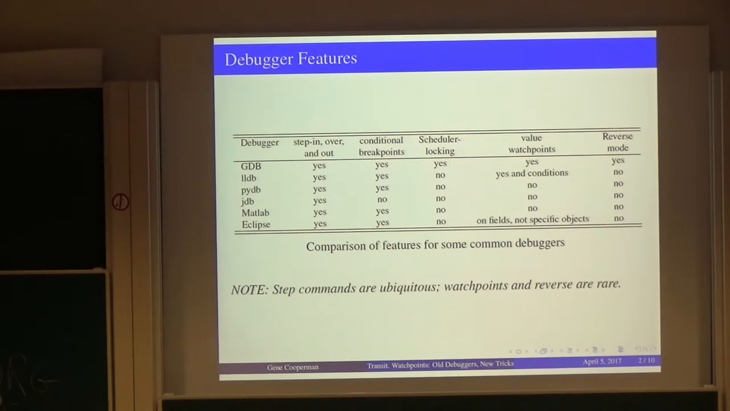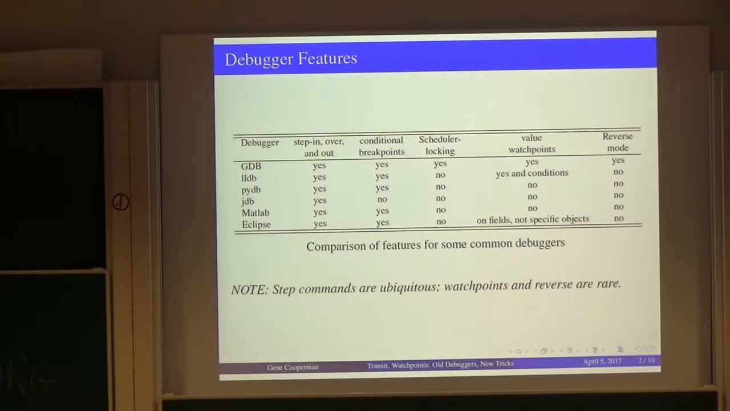Here are some common debuggers. Everybody pretty much has step in, over and out, breakpoints, even conditional breakpoints are very common. In our case, we also want to support multi-threaded programs. Multi-threaded programs are more and more important all the time. The trouble with debugging multi-threaded programs is that you end up with these non-deterministic bugs. Sometimes you see the bugs, sometimes you don't. It's a race condition, it depends on what order those threads ran in.